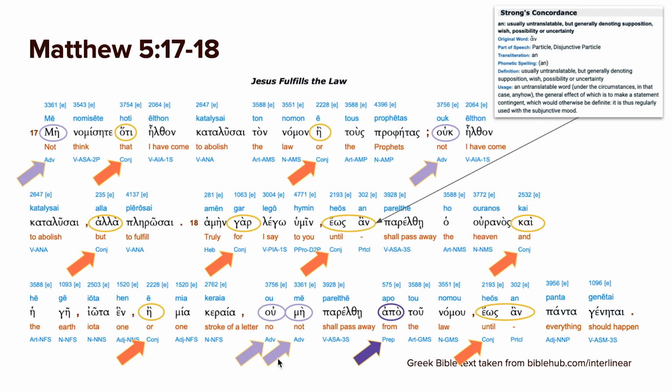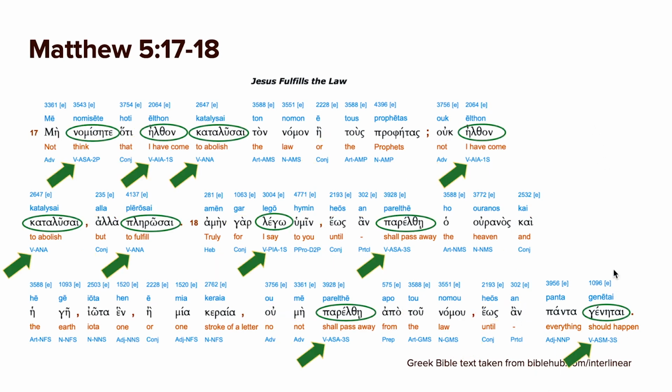And then again, ee, or. Ou me. All right. Ou and me next to each other is an emphatic negation. So you're saying there is no way that anything will pass away from the law. Absolutely not until all of this happens. So ou me, emphatic negation. From the law, apo tou nomou. Heos an. Again, we have this an again. Everything should happen in the future. All right. And then our verbs here, just really quickly.